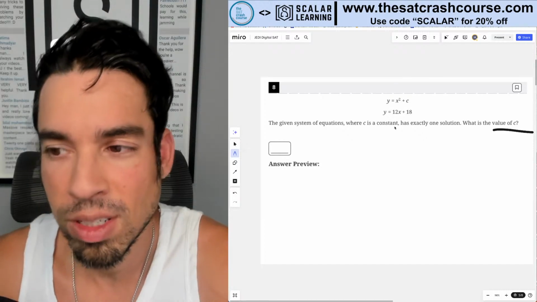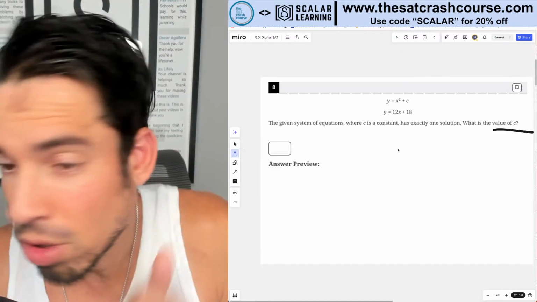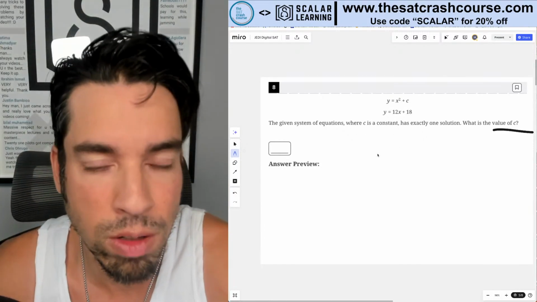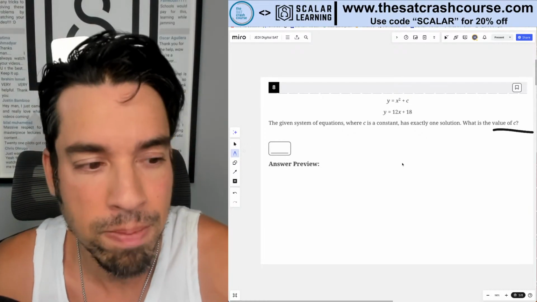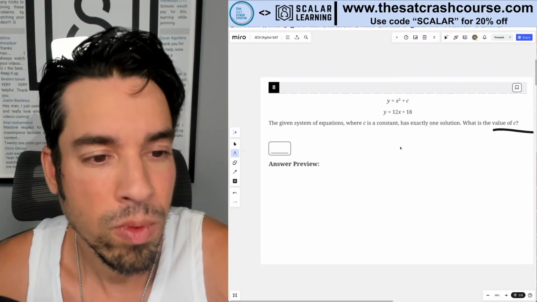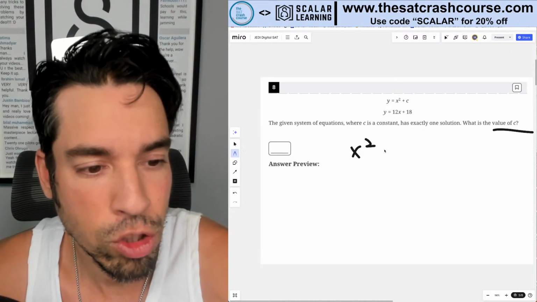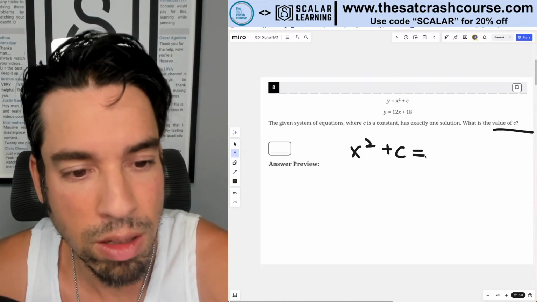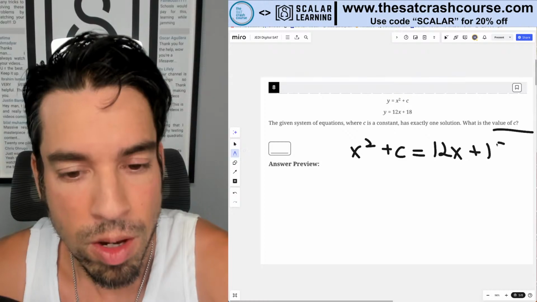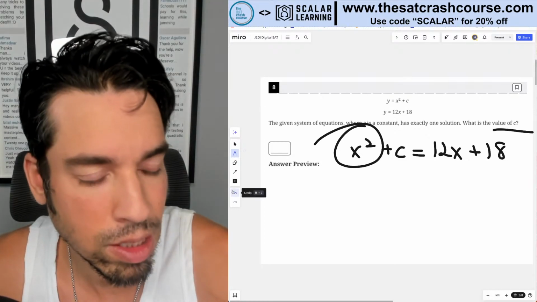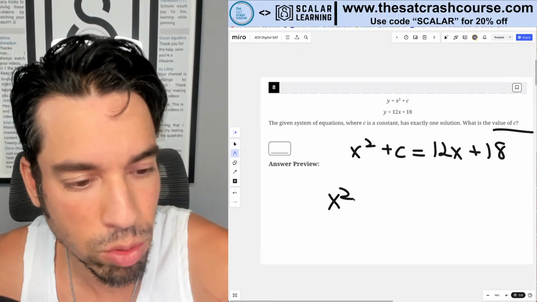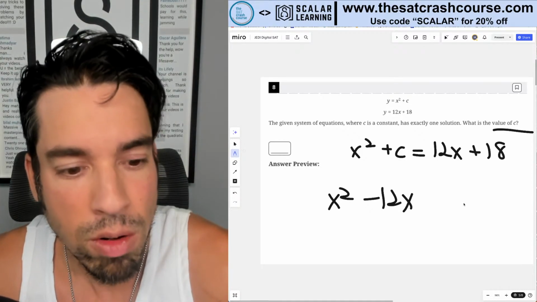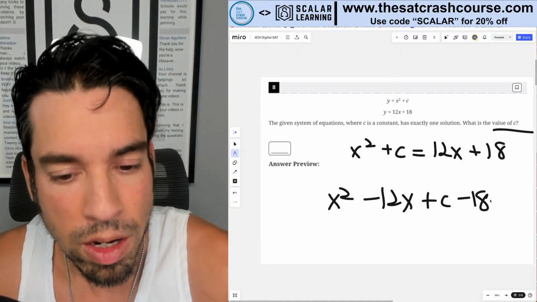Now, I'm going to show you how to do this in Desmos as well, but I want to make sure you guys are comfortable doing this by hand, which I think this one, yeah, I would do this by hand. So first, we're going to solve the system, we're going to set them equal to each other, right? And then, since I know it's a quadratic because the highest degree is 2, now I'm going to set everything equal to 0. So we're going to minus 12x, we're going to minus 18, and set it equal to 0.